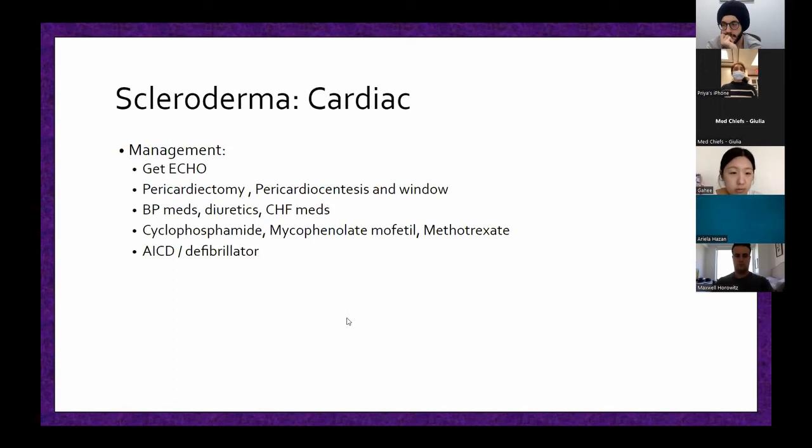Management, of course, you've got to get an echo early on. Pericardiectomy and pericardiocentesis: we've had consults here with patients with scleroderma or autoimmune rheumatologic disease who have had 1-2 liters of fluid drained in the CCU. And BP meds, diuretics, and CHF meds are optimized from that standpoint. With major organ involvement like the heart, they probably do need to be on immunosuppressants. Selection depends on the complexity of the patient, and they may need an AICD or defibrillator.